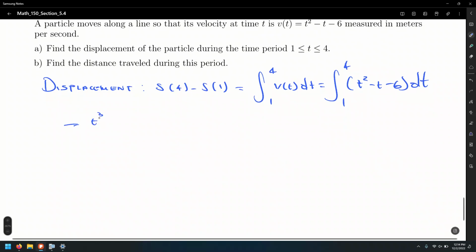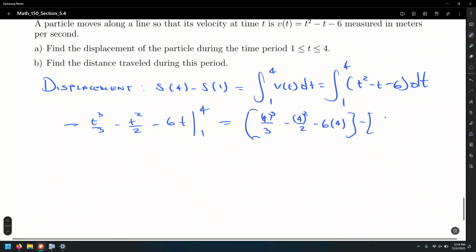So that's going to be t cubed over 3 minus t squared over 2 minus 6t, evaluated from 1 to 4. All right? So here is the thing. I would like to save some time in this case and just give you the answer. Let me just set up at least the fundamental theorem. So that's 4 cubed over 3 minus 4 squared over 2 minus 6 times 4, minus 1 cubed over 3 minus 1 squared over 2 minus 6 times 1.